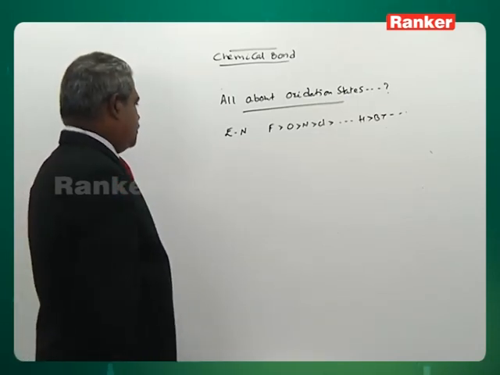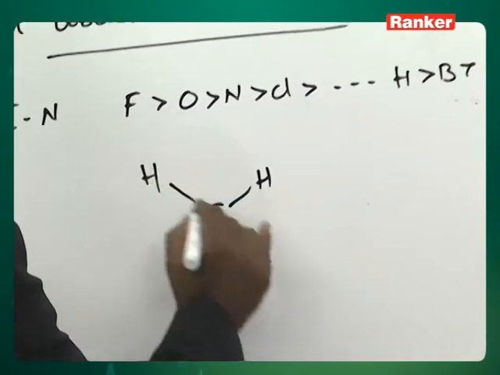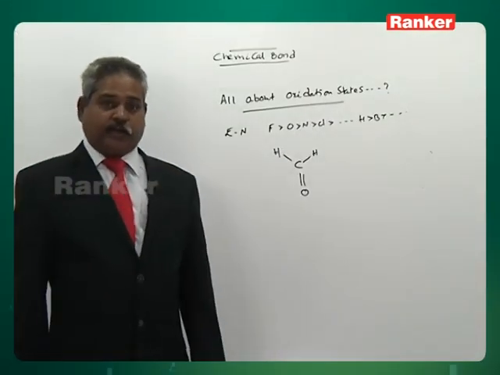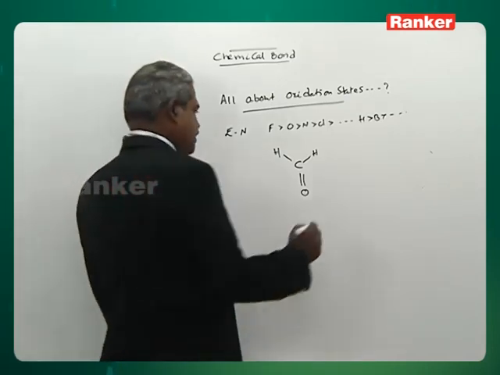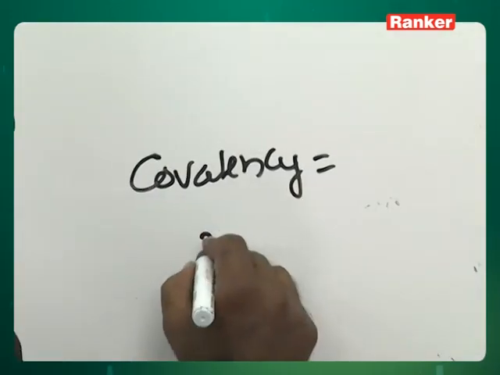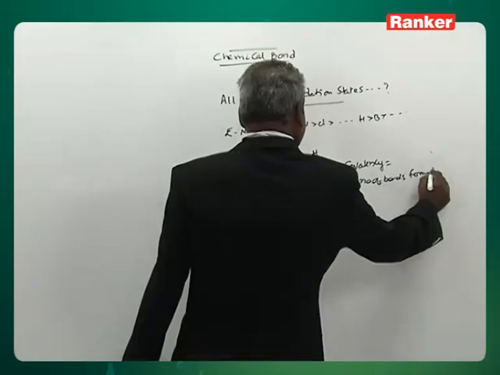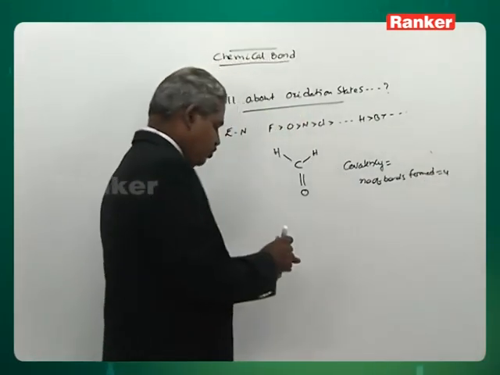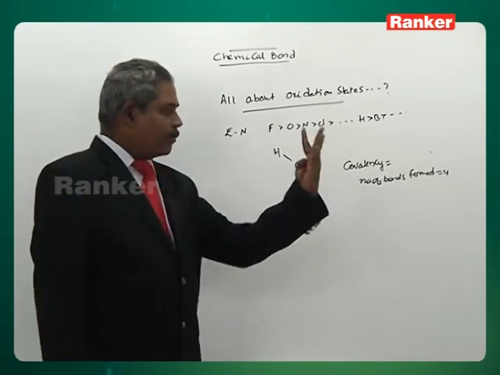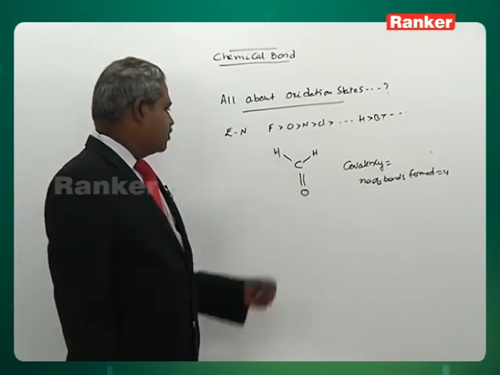Now, CH2O. What is carbon doing here? Carbon is in fact forming 4 bonds. You can say the covalency of carbon is 4. Covalency, number of bonds formed. So, carbon forming 4 bonds can be compared to carbon playing 4 matches. 1 match, 1 match, 2 matches with oxygen.